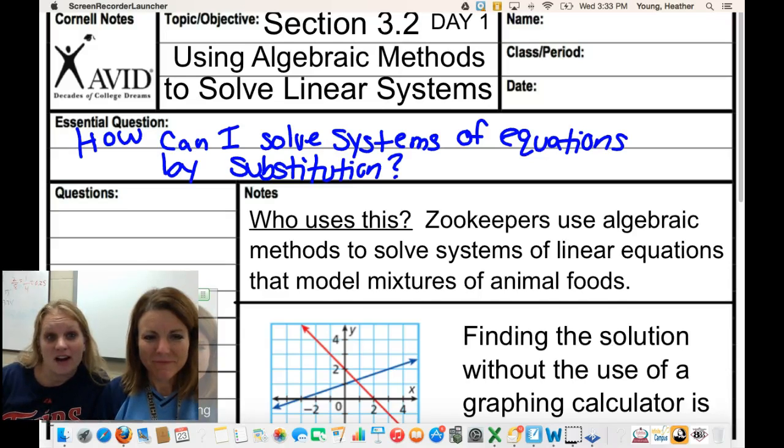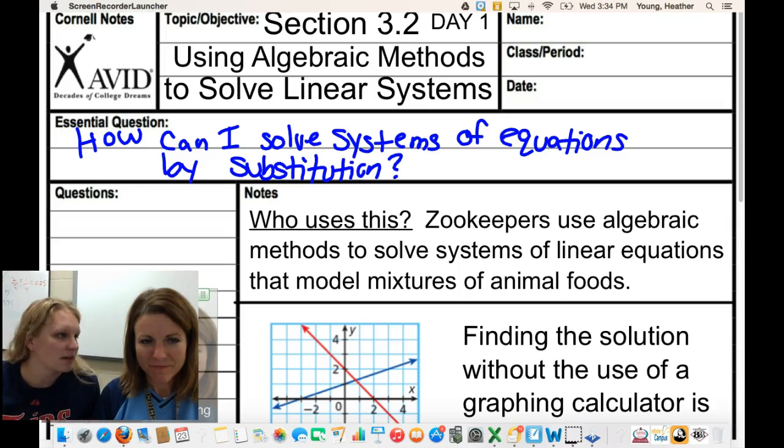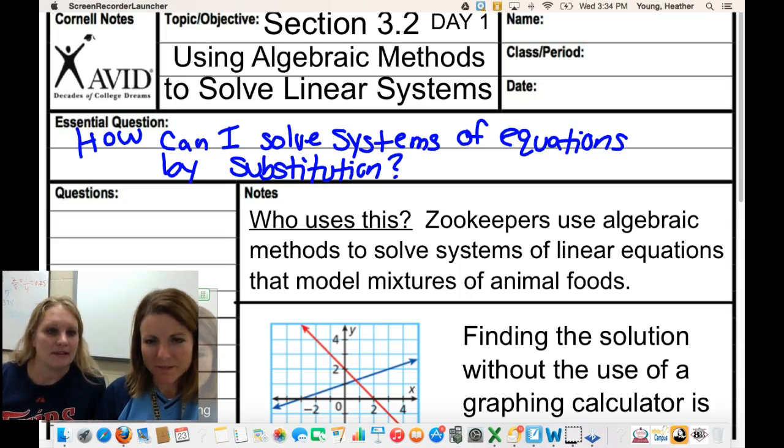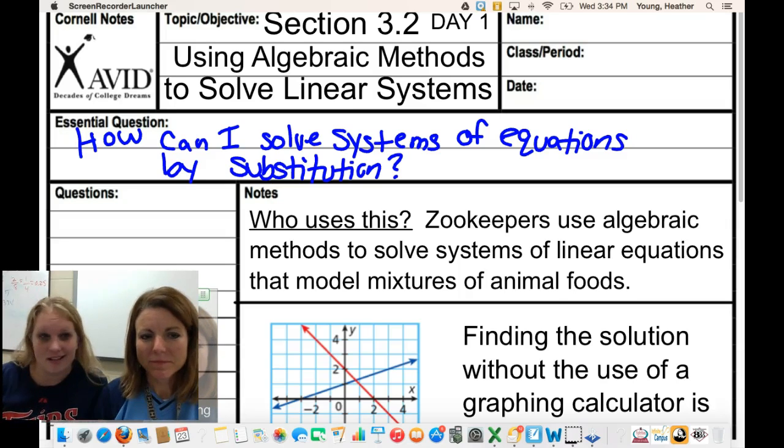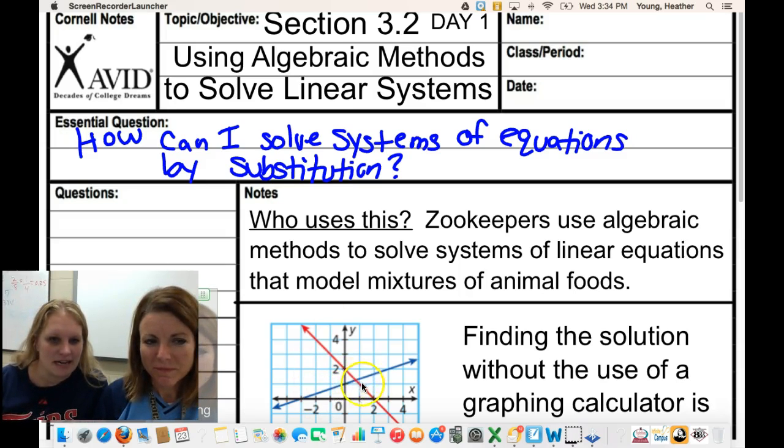All right, today we are learning how can I solve system equations by substitution. Before, we did it by graphing. This time, if our graph doesn't line up nicely, as you can see in this example down here, where it doesn't actually cross at a nice intersection of our grid, we're going to have to use substitution to figure it out.